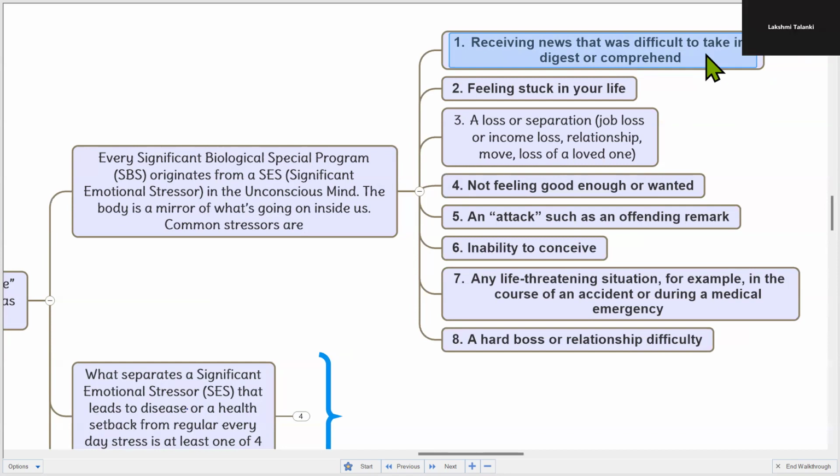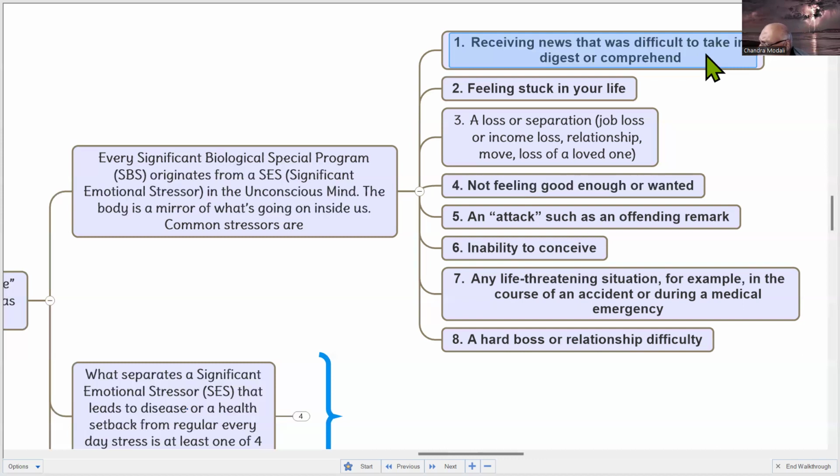It's a daily happening. A loss or separation, a job loss, an income loss, a relationship loss happens. Correct? Not feeling good enough or wanted. Do we feel rejected at times? Yes. Then an attack such as an offending remark.